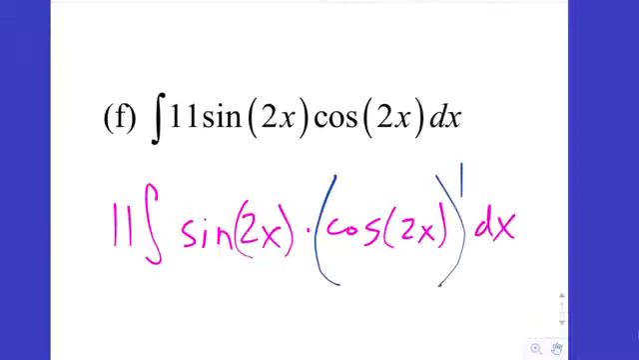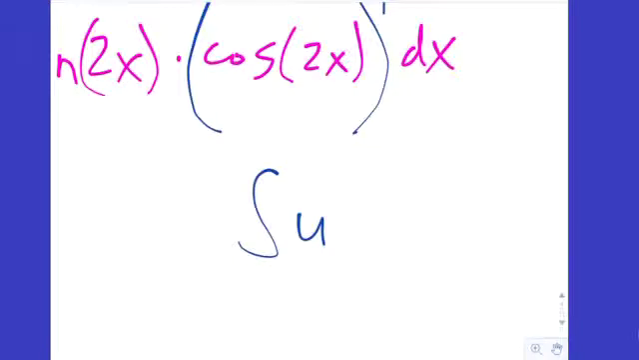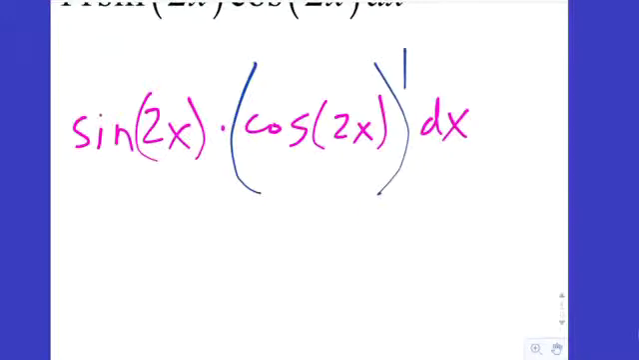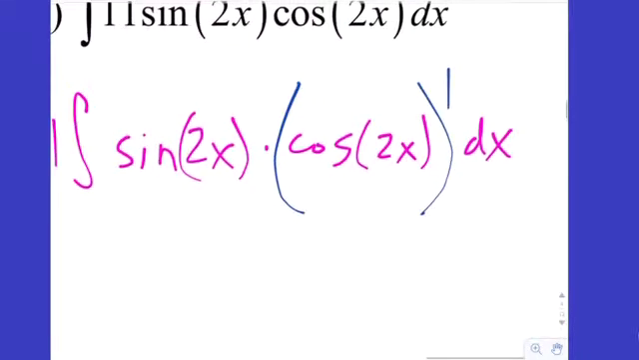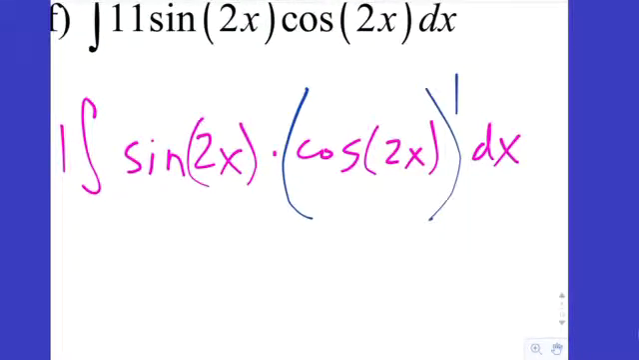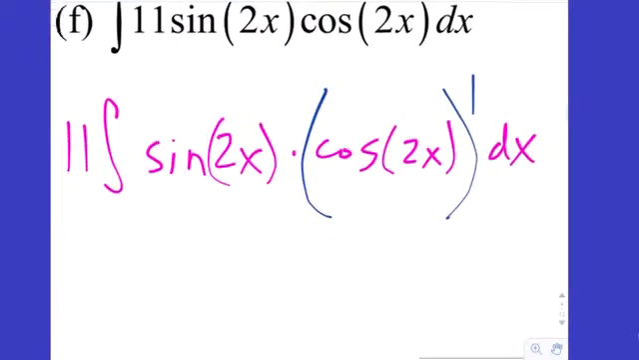So here's another way to think about it. If you were to call cosine of 2x u, it would turn into the integral of u, which then you would say, that's just 1/2 u squared. So often the hardest outside function to see is the one that is implied there, that is not visibly there, something to the first. So adding parentheses and putting the 1 can help you see the layer.